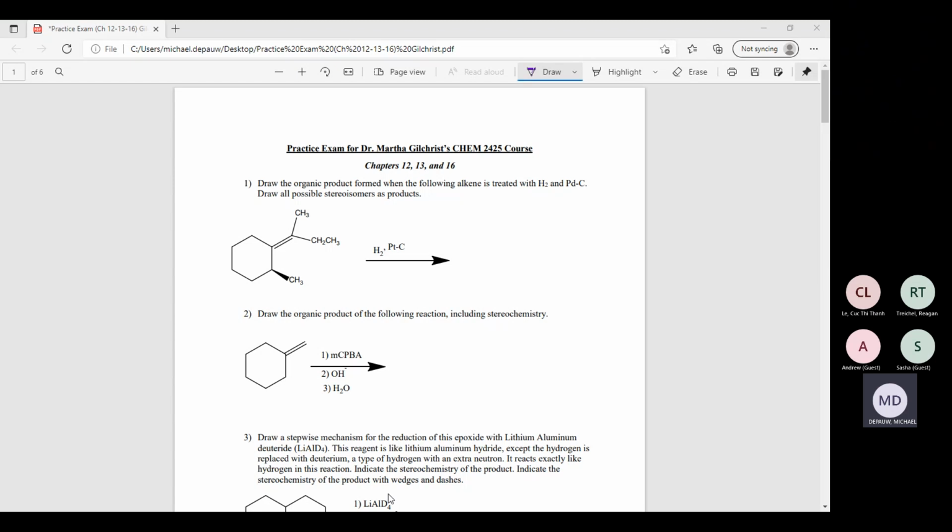All right. Well, let's go ahead then and just dive into the practice test. And if anybody has anything that they want to bring up at any point, just let me know. All right, so for the first question, it says, draw the organic product formed when the following alkene is treated with H2 and palladium on carbon. Draw all possible stereoisomers as products as well.